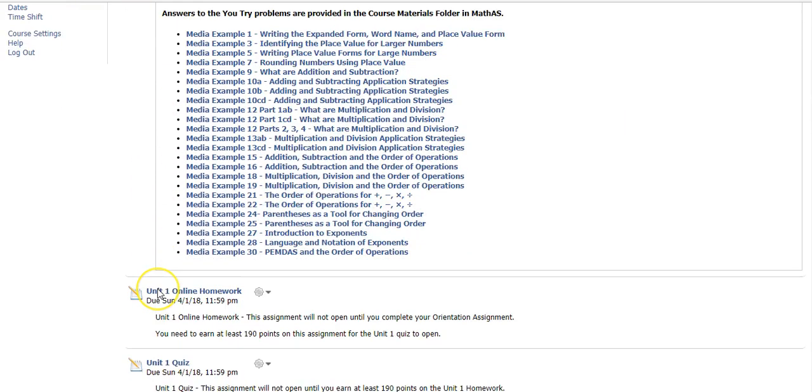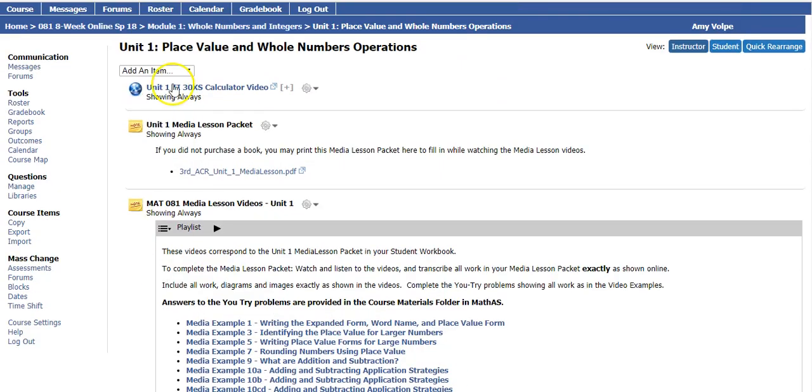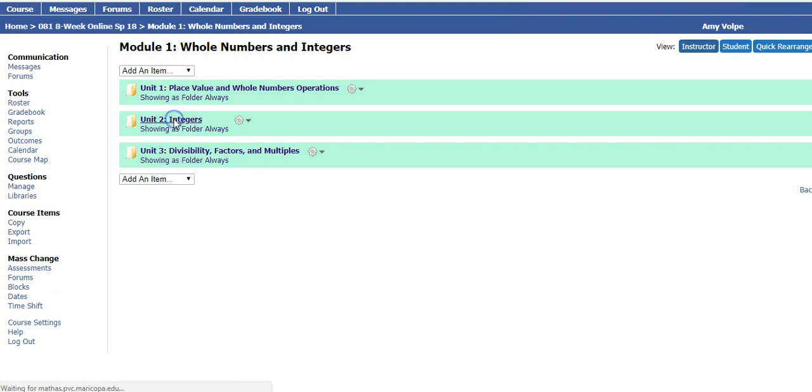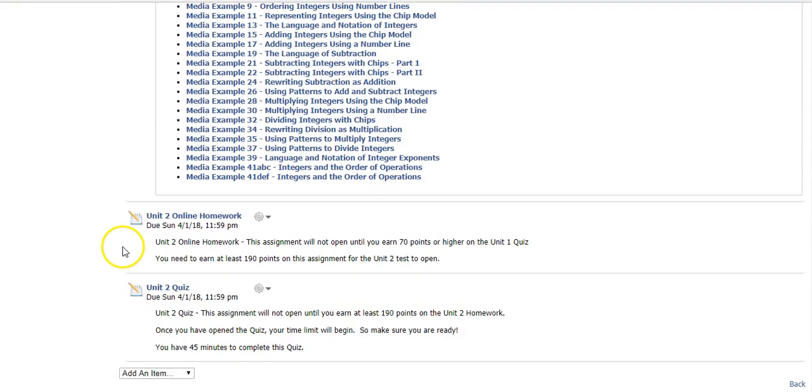You need to get at least 70 points on the quiz or the next unit will not open. So here's unit 2. Notice it says right here, this assignment will not open until you earn 70 points or higher on the unit 1 quiz. So if this is closed, check the due date, see if you need to use a late pass. Or go to the grade book and check to see that you completed the quiz and got at least 70.